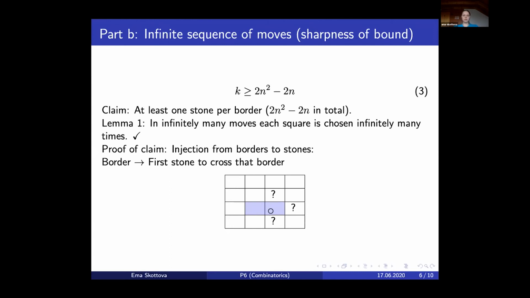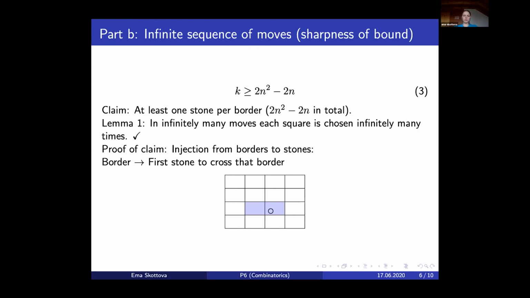Well, this doesn't happen because we've said every time it can move over this border, it will keep moving over that border. And whenever the stone is on that square and it is forced to make a move, one stone from that square will go to the left.